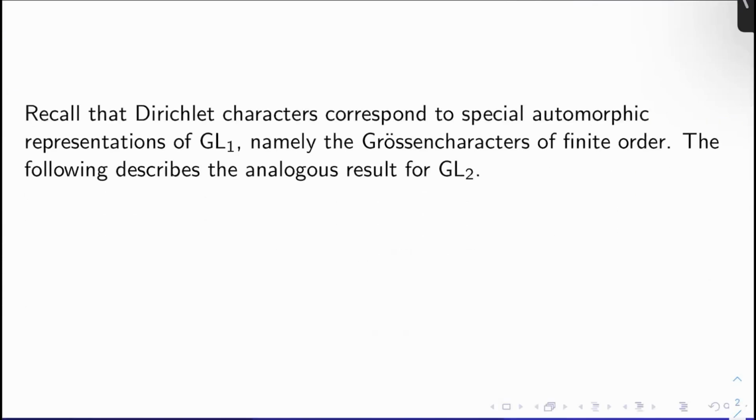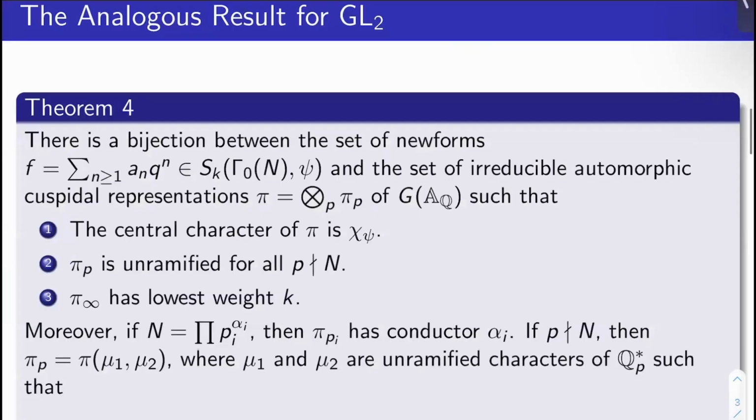Recall from a previous video that Dirichlet characters correspond to special automorphic representations of GL1. They were the Grössencharacters of finite order. We talked about this. Okay, we're going to look now at the analogous result for GL2. So here's the theorem, Theorem 4.